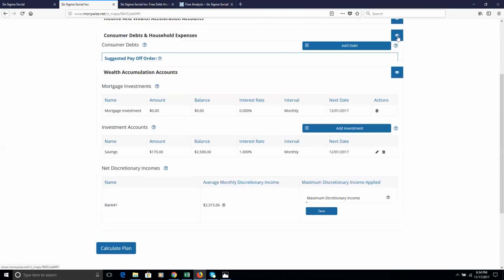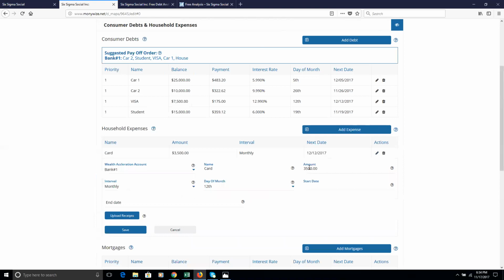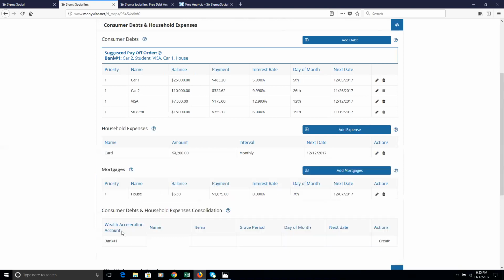Let's make it a little bit more real. But let's bump their monthly expenses. Let's edit that amount, and let's up that to 42, let's say. And that's the beauty of the software. We can make changes at any time, and do whatever we want to do.